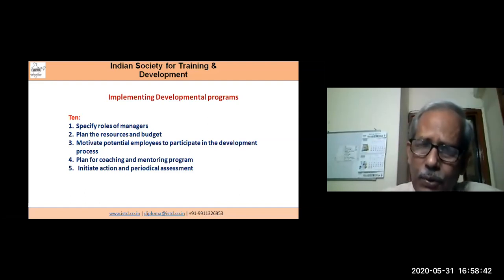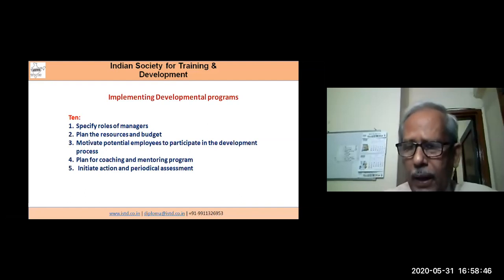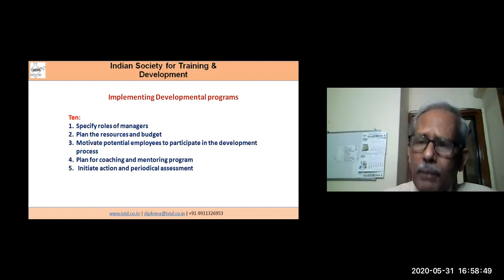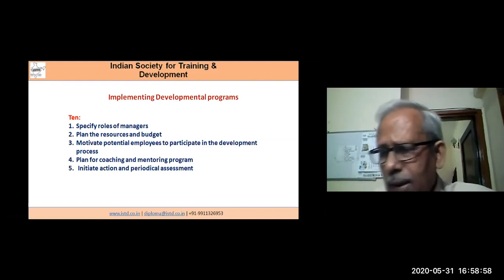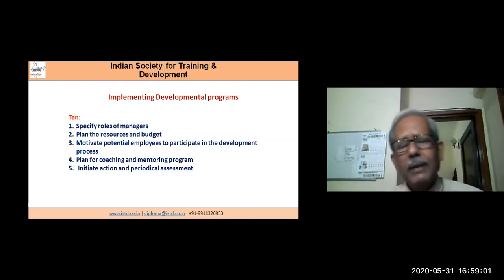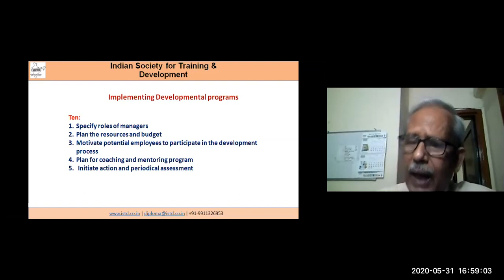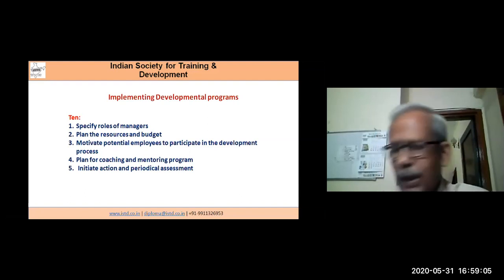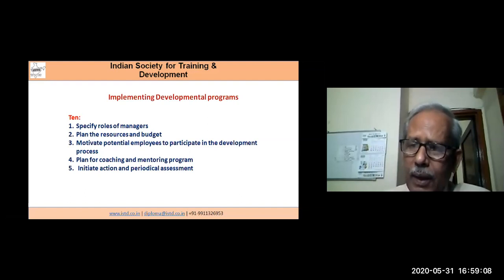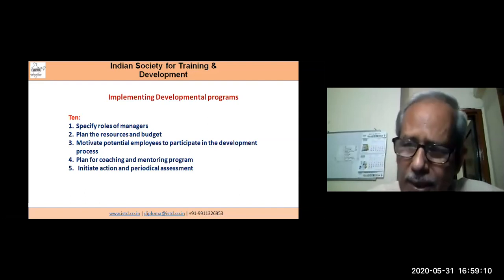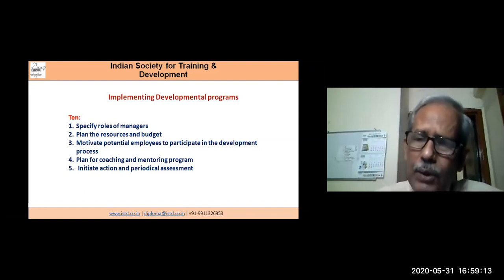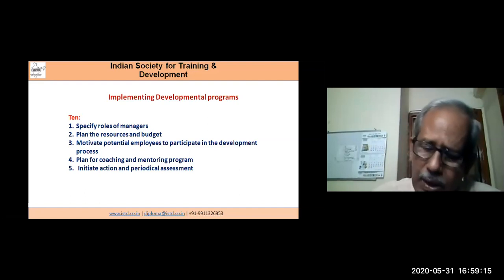They need to make the plan for the coaching and mentoring program wherever it's required, depending on the level of people and the requirement of the organization. Initiate action and periodical assessment. After implementation, the action is to be initiated. And of course, every action has to be accompanied with periodical assessment at different levels. Those are to be assessed, and actions are to be initiated for any change.